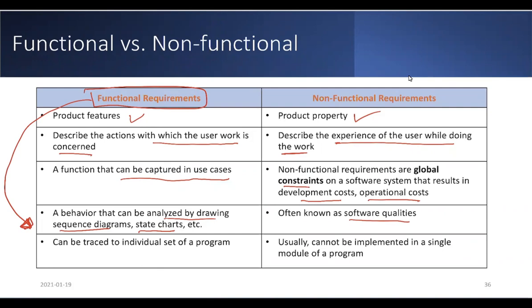Functional requirements could be easily modeled using different types of models, either structure-based models or object-oriented models, including sequence diagrams, use cases, state diagrams, and so on. So later on, when we refer to modeling techniques, we focus on functional requirements. Functional requirements can be easily traced to an individual set of programs. However, a non-functional requirement cannot be implemented in a single module of a program. You have to decompose it into multiple layers, tasks, or components in order to address those non-functional requirements.